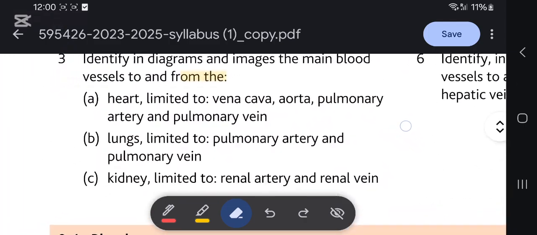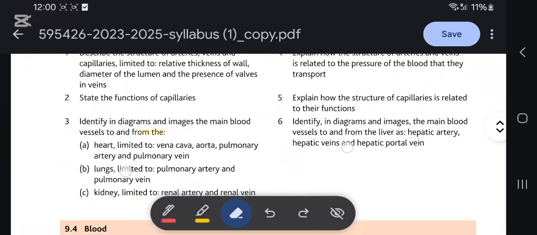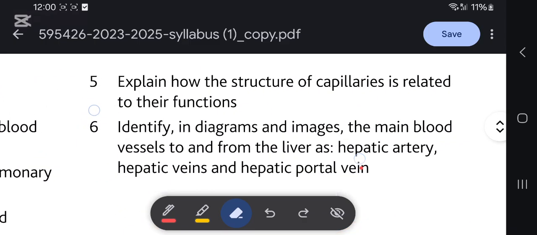Okay, vena cava, aorta, pulmonary artery, this is all in the diagram. The diagram PDF, I'll attach it in the description. Make sure to go through it.